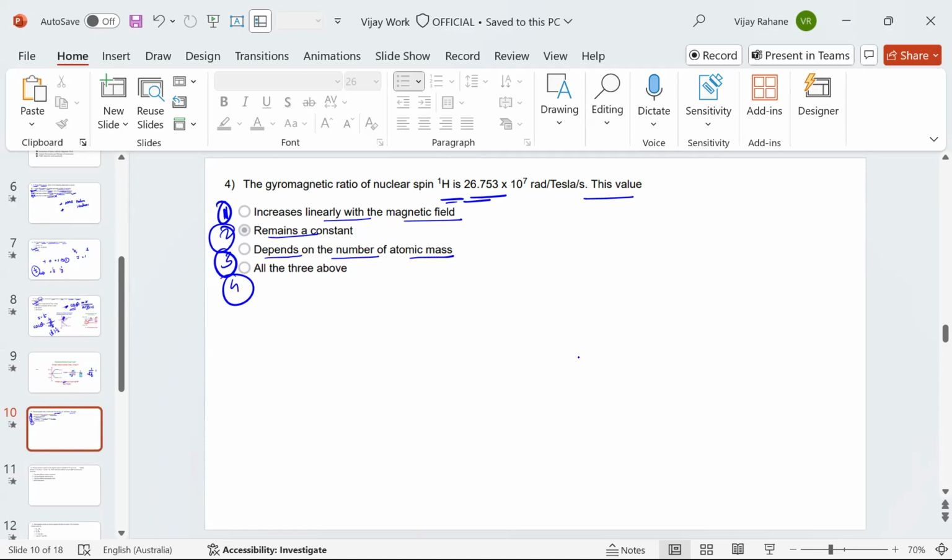Sir, according to me, increases linearly with the magnetic field. Anyone other? So here we have given the ratio of nuclear spin 1 by 2, right? So this value remains constant throughout. It doesn't increase with the magnetic field, and also it does not depend on the atomic mass. Okay, sir. Yeah, it will remain constant. Okay.